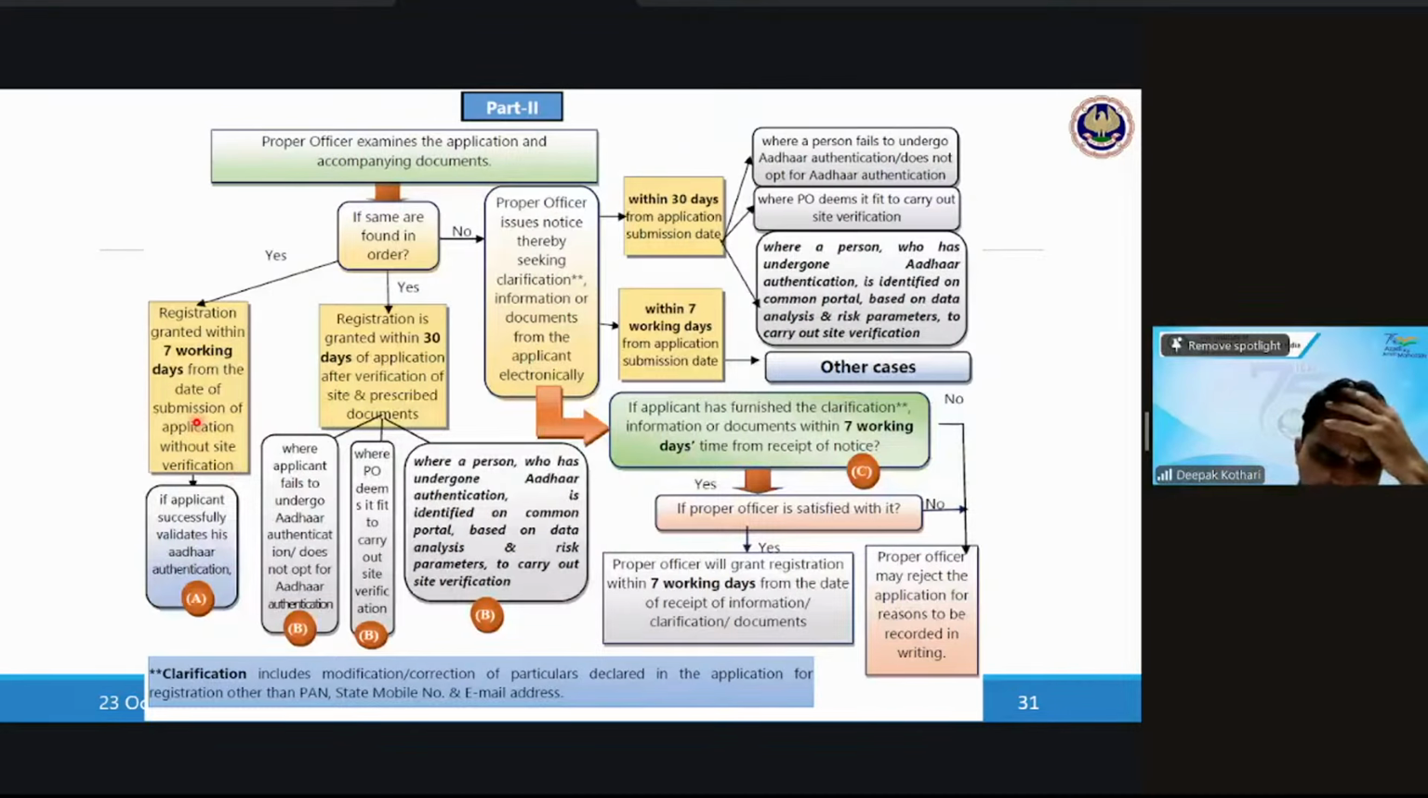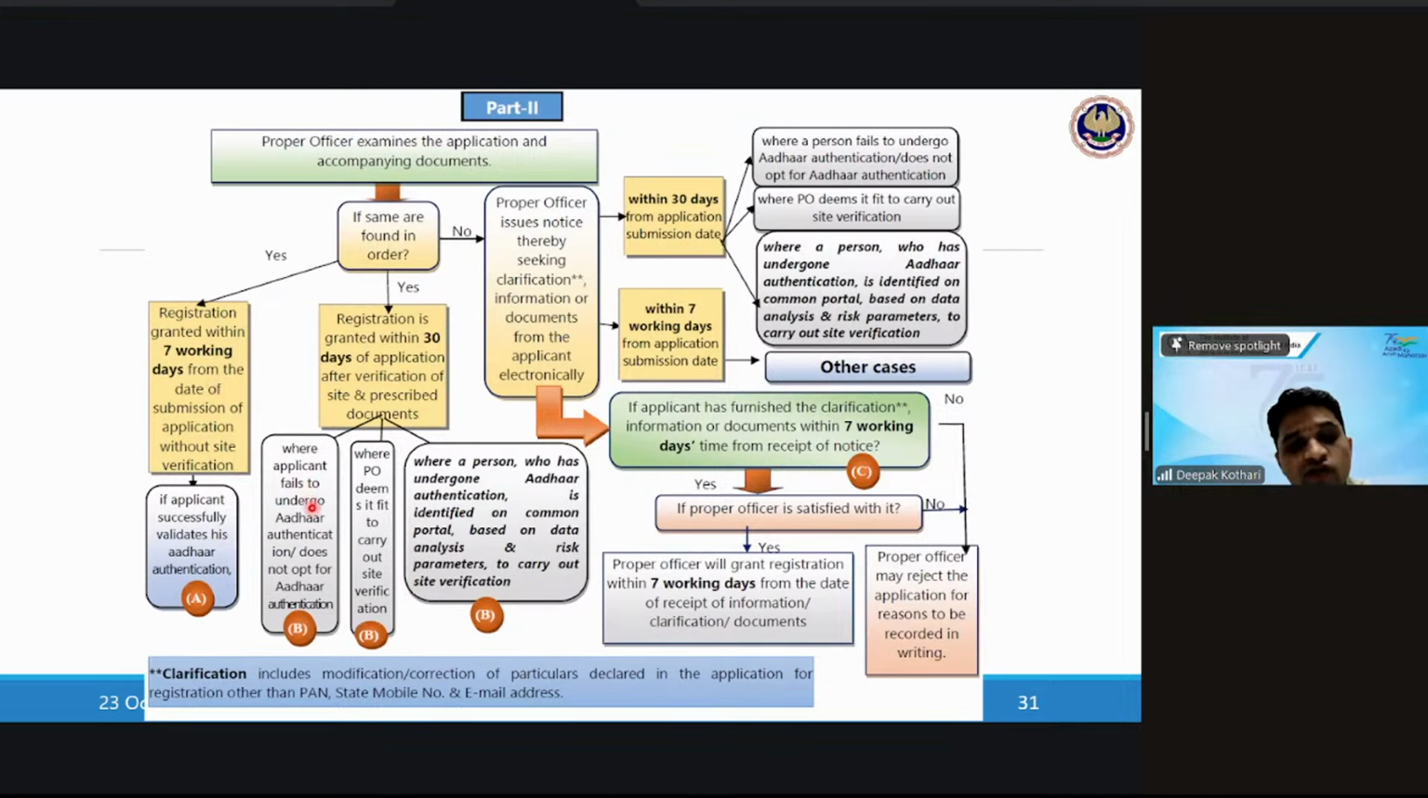Okay? 7 working days, fine. अगर आपका आधार ऑथेंटिकेट किया है. How do we do Aadhaar authentication? That also is a procedure. But now understand कि टाइम लिमिट क्या है. आधार ऑथेंटिकेटेड है तो फिर 7 वर्किंग डेज में आपको रजिस्ट्रेशन मिलेगा.